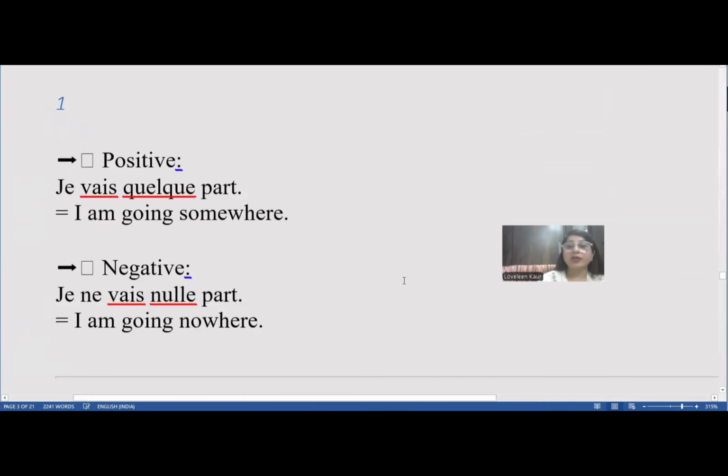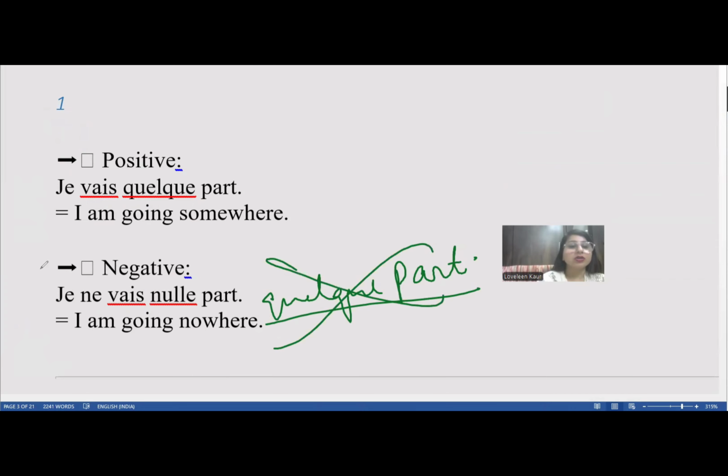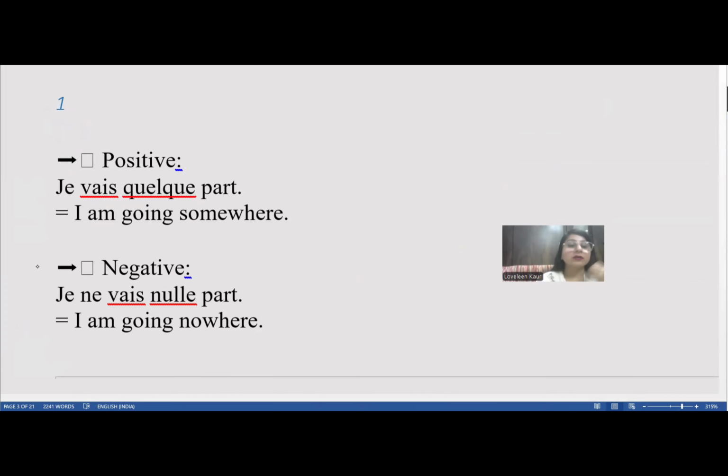Example, je vais quelque part. I'm going somewhere. You'll say je ne vais nulle part. So yes, the way I told you, usually you make this mistake that you keep this also. Please do not keep it, remove it. Then only nulle part will come. Sometimes you say je ne vais nulle part quelque part. Sometimes you use this also, and that's wrong. So you have to say je ne vais nulle part.